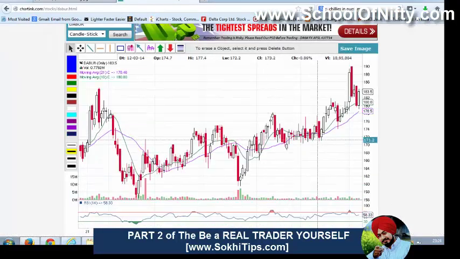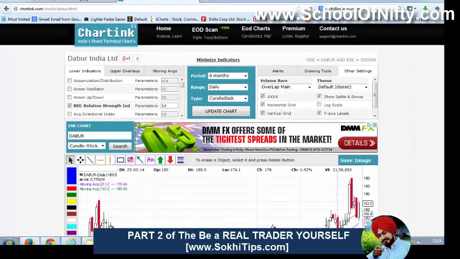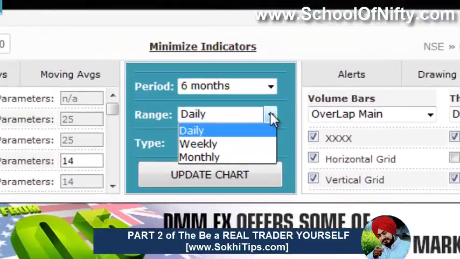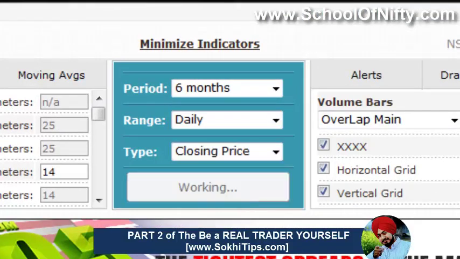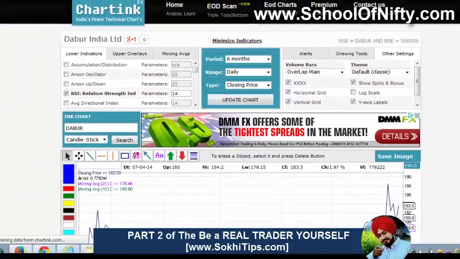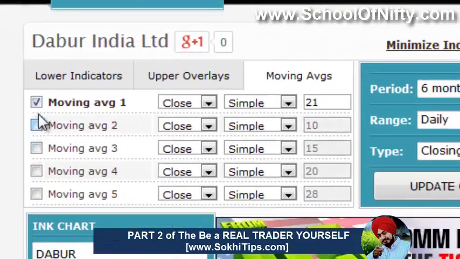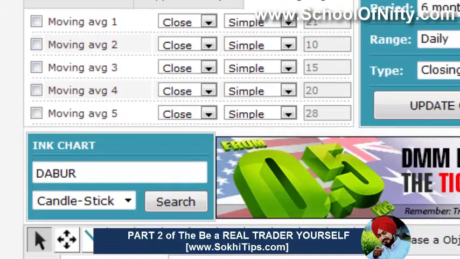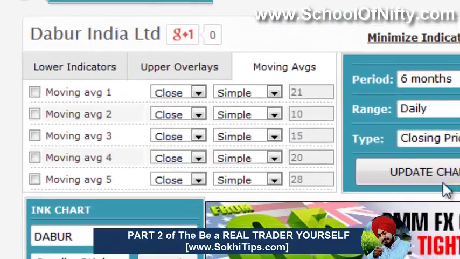And this is the chart, guys. This may look a bit confusing. So what we'll do over here, we'll change the candlestick to the closing price. Fine, guys, and the moving averages, we'll remove all the moving averages because we like to keep the steady learning very simple, and we'll update the chart.